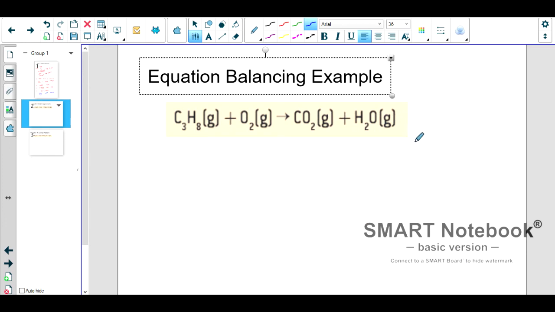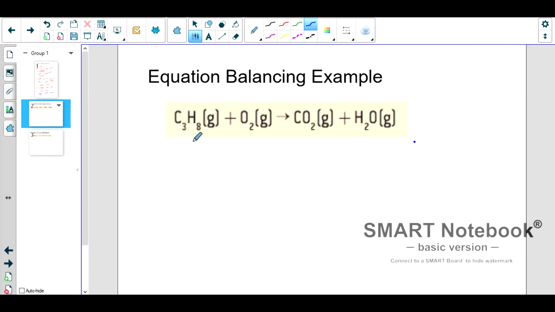We have an example. It says that we have C3H8 plus O2, giving us CO2 plus H2O, and we have to balance the equation. If you are starting fresh and have not done many questions before, I prefer you do some rough scratch work, for your easiness.